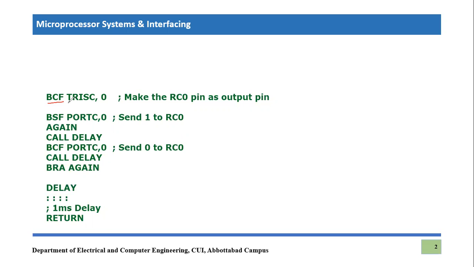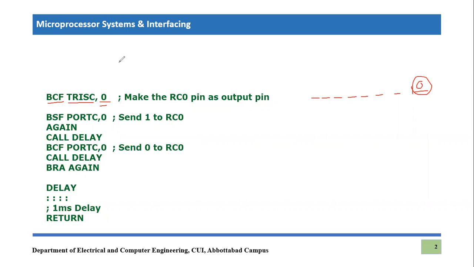And what file register are we using? TRISC, and we mention here zero. We know that in TRISC we have 8 bits available. This zero is not a destination bit here; it is a bit number. So we make this bit equal to 0, or we clear it, because we use the word clear, BCF, bit clear file.